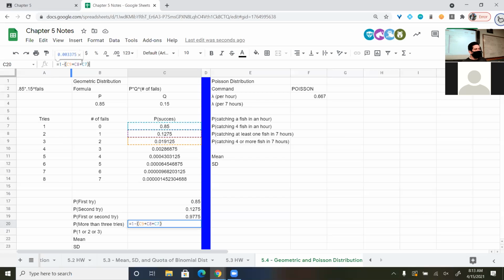Now you'll also notice that I have to put the parentheses because order of operations would have done 1 minus cell C9, and then it would have added the other 2 to it. So make sure that if you want to do a more than and you're doing a sum of something, either use the sum command or make sure it's in parentheses. So this is saying that there's about a 0.3% chance that it will take more than 3 tries.